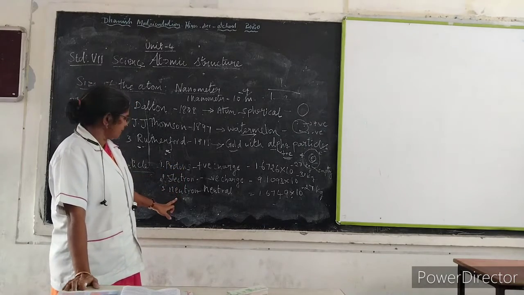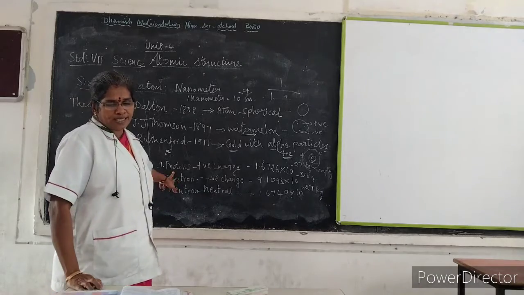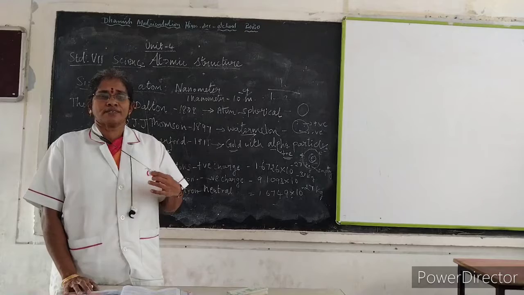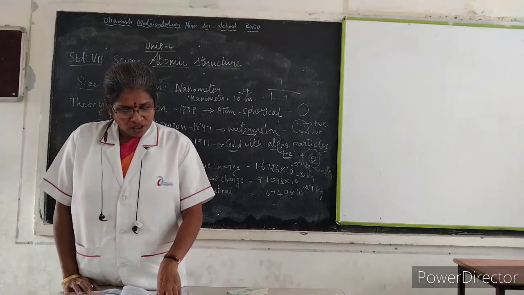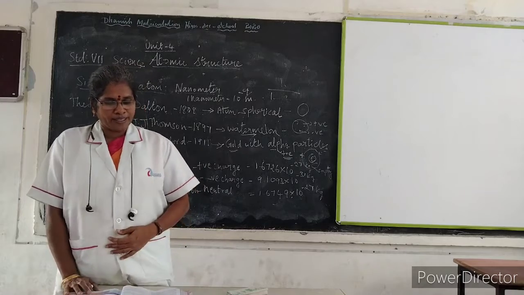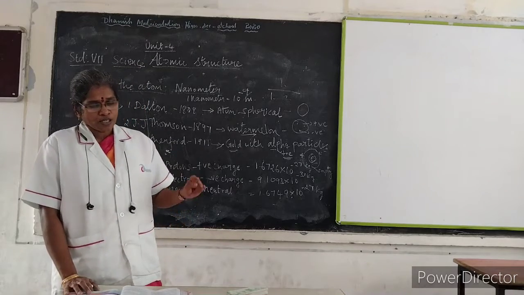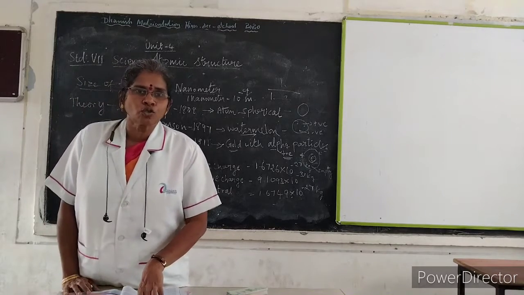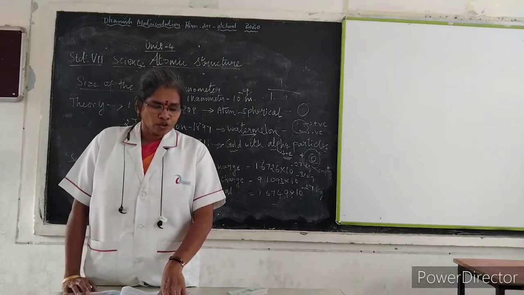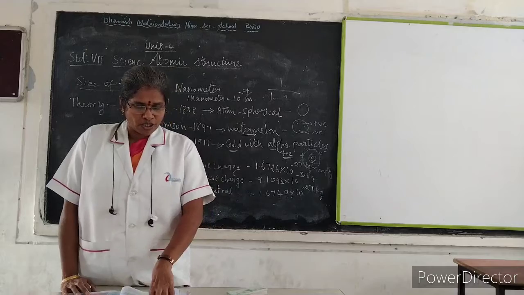Protons, electrons, and neutrons. Who discovered the proton? Rutherford discovered the proton, the electron was discovered by Thomson, and the neutron was discovered by James Chadwick. So proton was discovered by Rutherford, electron by Thomson, and neutron by James Chadwick.